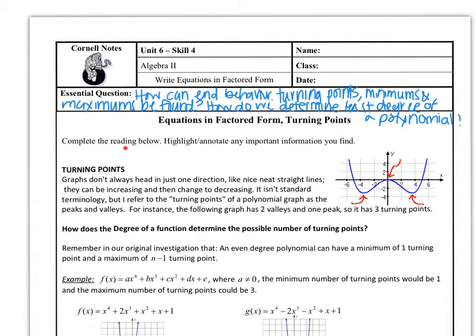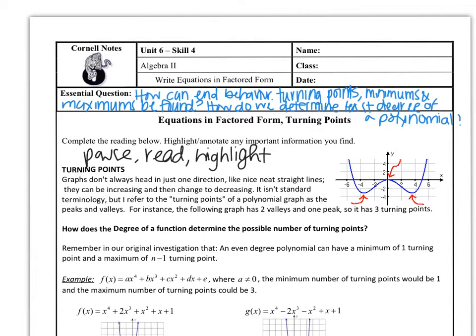So this says complete the reading below, highlight and annotate any important information you find. So I want you to pause your video at this point and read and highlight. And then hit play when you're ready to see some of that key information pointed out to you.